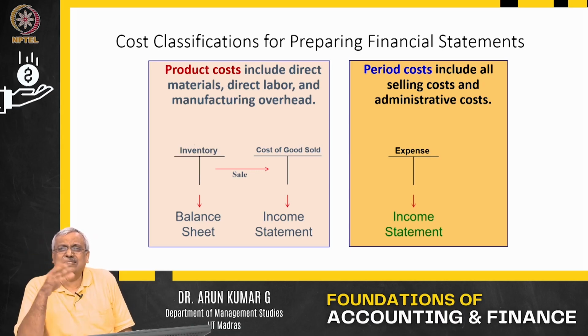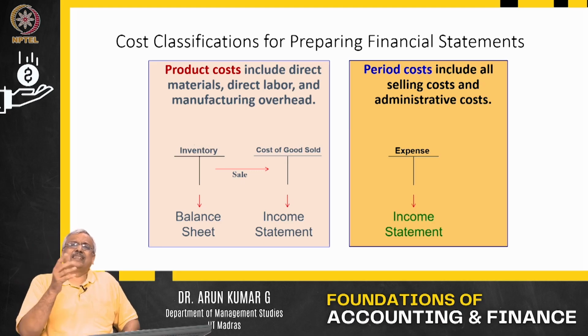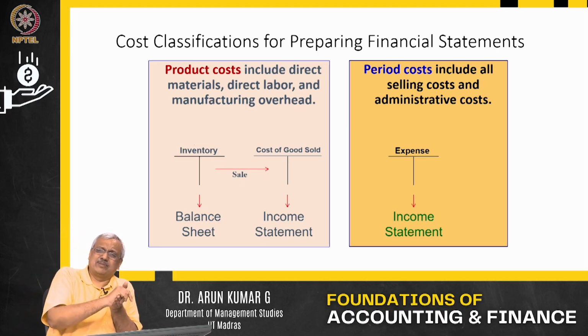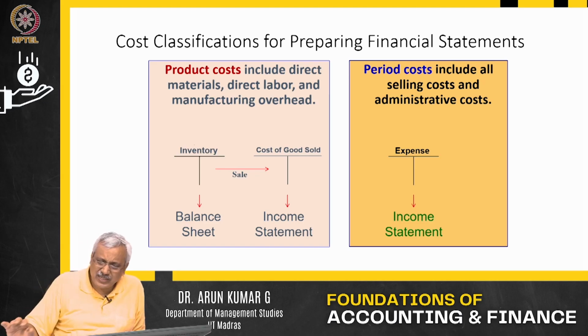My administrative, I pay salary to my office staff, time bound, most of these. I pay selling, I pay some commissions, whatever it is, time bound, salaries to my sales staff and so on and so forth. So, they are all called period cost. My product cost will affect the inventory in the balance sheet as well as the cost of goods sold in the income statement, whereas my period cost will affect only the expenditure in my income statement. Please note the difference between product cost and period cost.